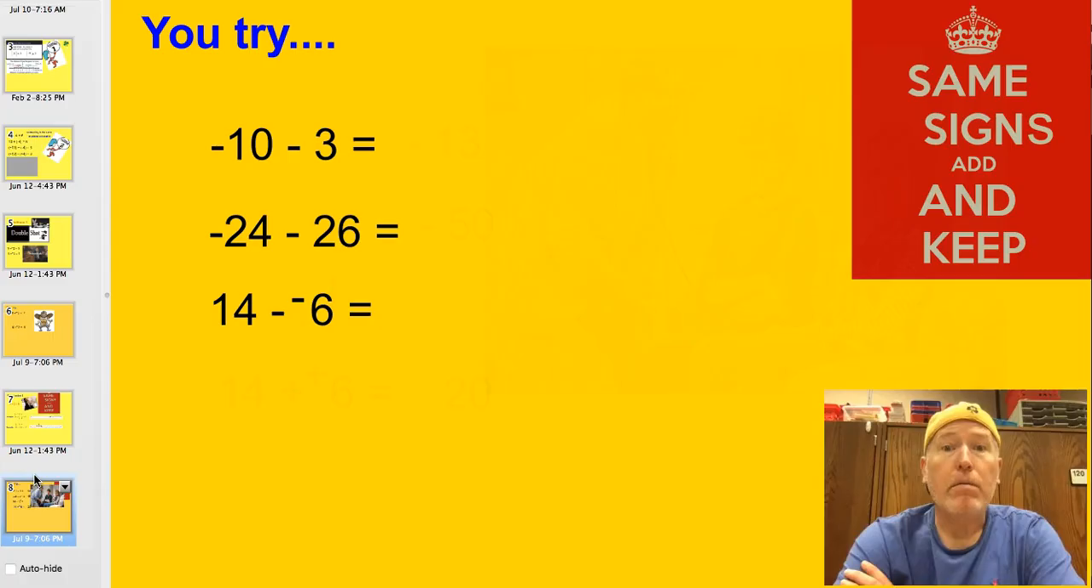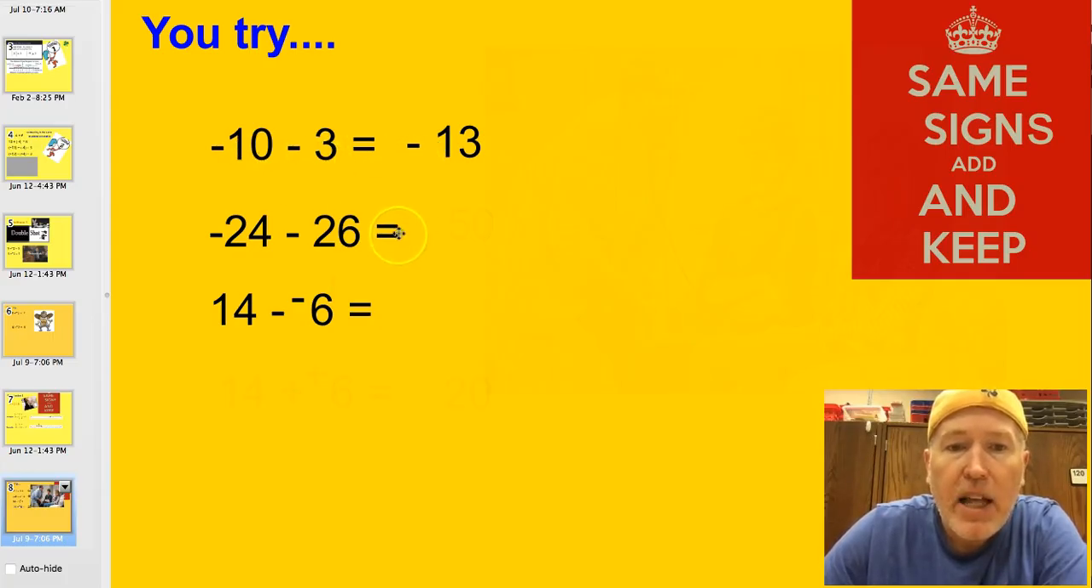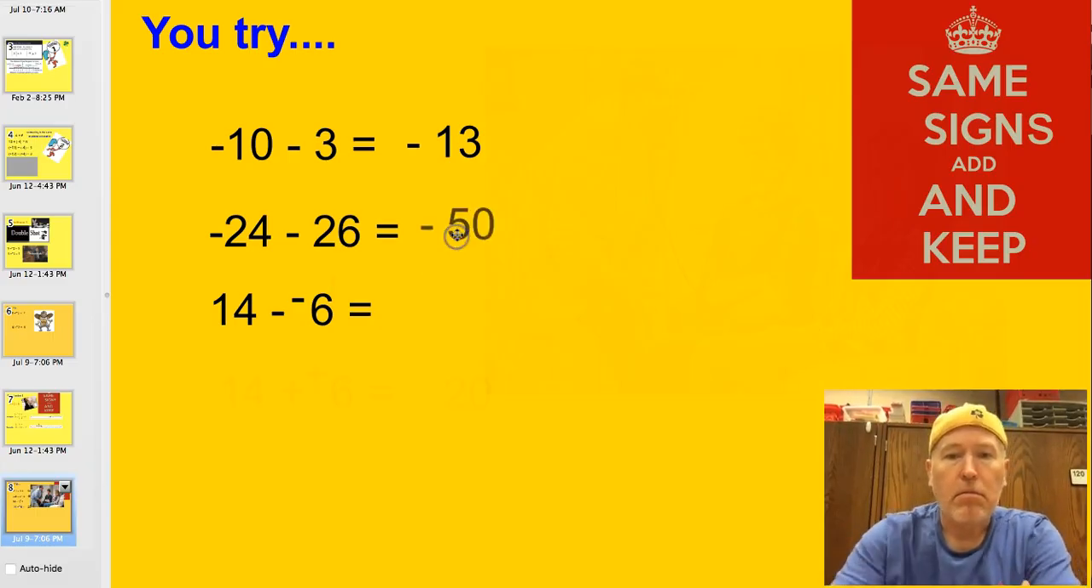Okay. Negative 10 minus 3. Same signs. Add and keep. Negative 13. 10 plus 3 is 13. Keep the sign. It's negative. All right. Negative 24 minus 26. I got negative 50. How'd you do?